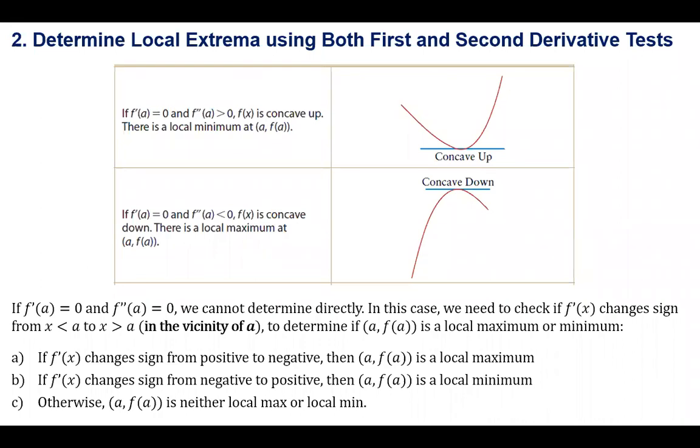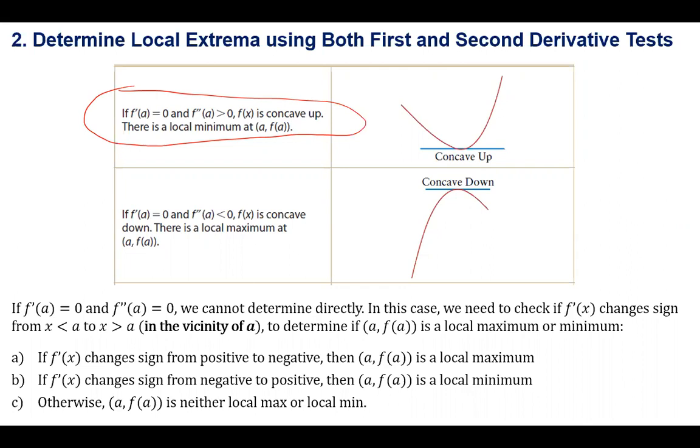Okay, first of all, we have the following two statements. Let's have a look at this statement here. If the first derivative at some point x equals a is 0, and also the second derivative at this point x equals a is greater than 0, then f(x) is concave up. There is a local minimum at x equals a, f(a).